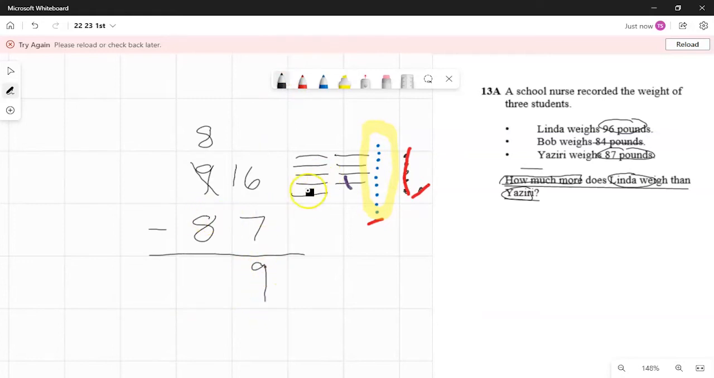Okay, and then the tens place there, I've got 8 on top and 8 on the bottom, and I want to take away 8. That would be 10, 20, 30, 40, 50, 60, 70, 80, and I do not have any more left. So that means that 96 minus 87 is 9.